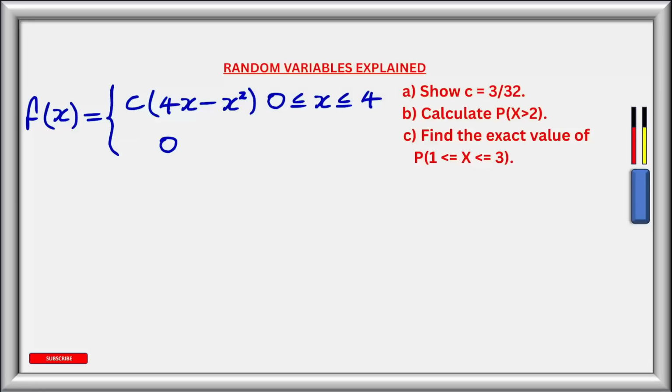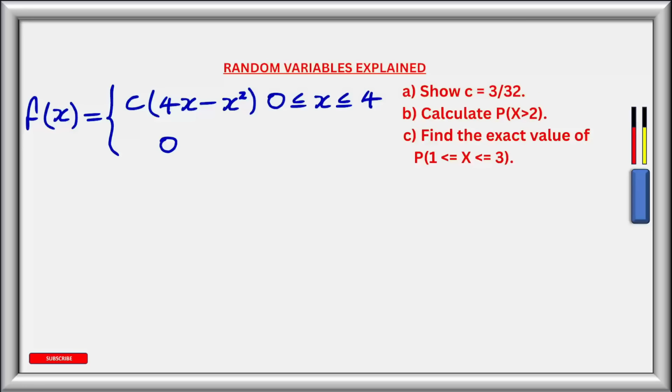In the second question, we're told that the continuous random variable x has a probability density function defined by f of x is equal to c into the bracket of 4x minus x squared, where x is between 0 and 4, and 0 otherwise.